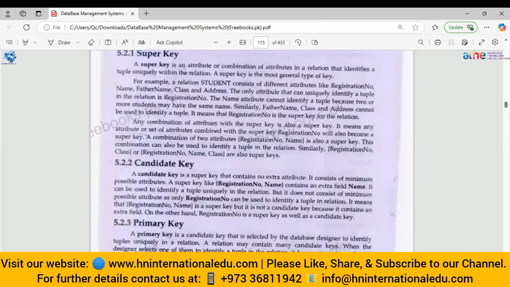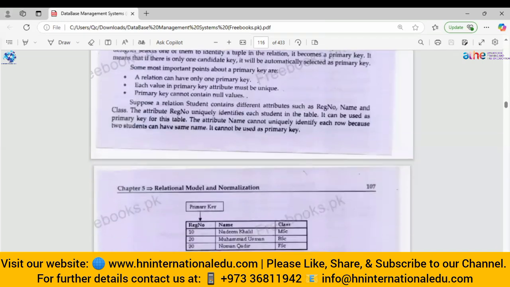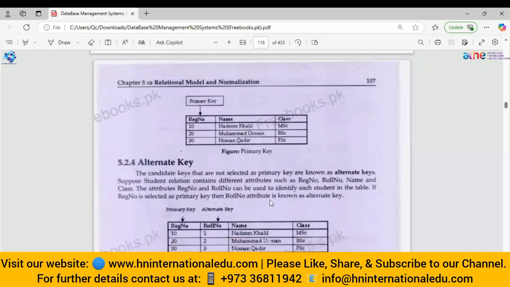If I take another example, just like your registration number, if you have a specific registration number, no other student can have that same registration number. So that registration number uniquely identifies you. So this is the candidate key. This is your primary key. In the table, we identify a column with the primary key like this. Here the registration number is your primary key, then the name, and we also have the class.